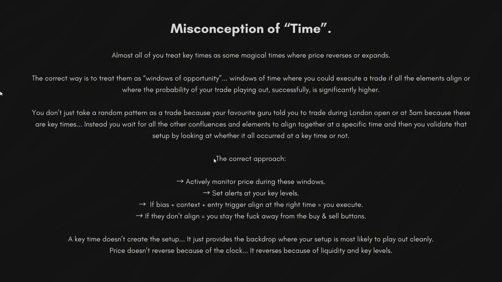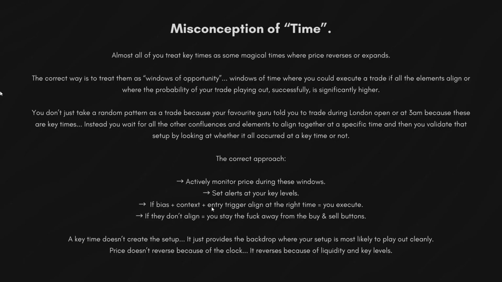The correct approach to key times is that you actively monitor during these windows of opportunity. You set alerts at your key levels, and basically you wait for your bias, your context, and your entry model to align at one of these key times. And if that's the case, you execute. But if only the entry model or the context is present at the right time, then you don't execute, because you still have to wait for the bias.